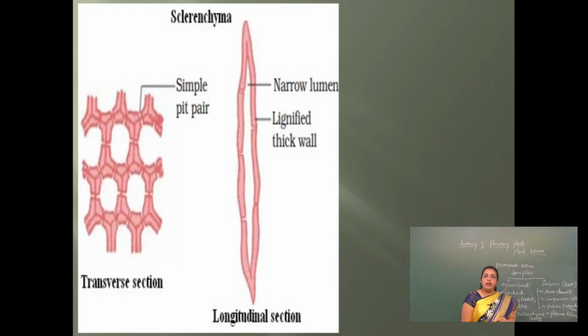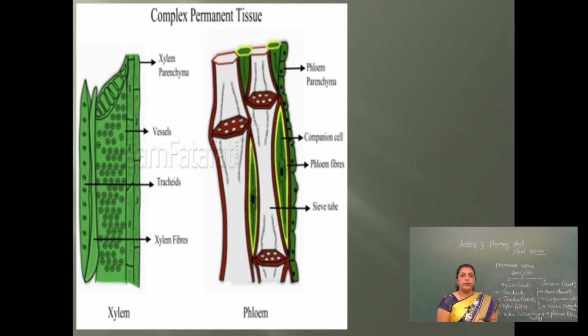Then coming to sclerenchyma, here we see uniform thickening of the cell wall due to the deposition of lignin. There are two types, sclereids and fibers. That is the longitudinal section of sclerenchyma, with a narrow lumen and lignified thick wall, and in the transverse section we can see the pits. Sclerenchyma is a dead mechanical tissue in plants.